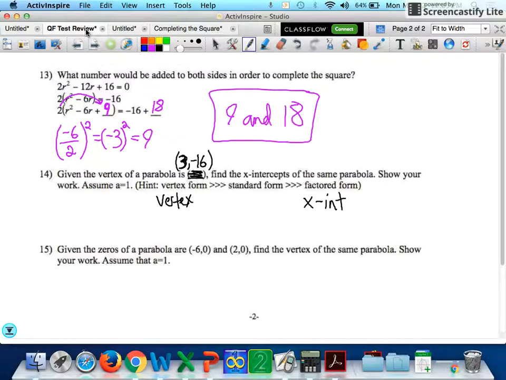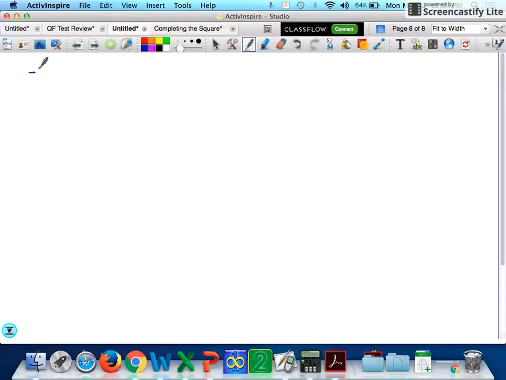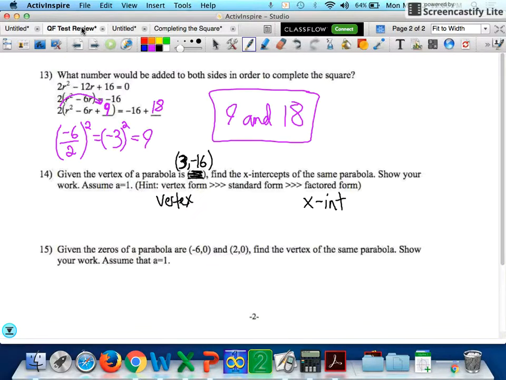On to number 15, we're going the opposite direction. Given the zeros, find the vertex. I like this direction a little bit better, just personally. Given the zeros, find the vertex. Okay, so our zeros are -6, 0, and 2, 0, if I remember correctly.